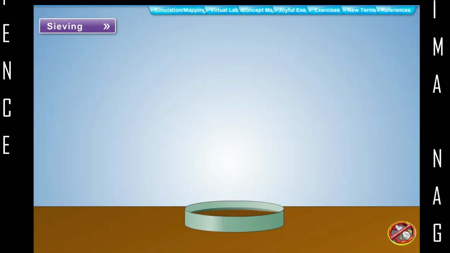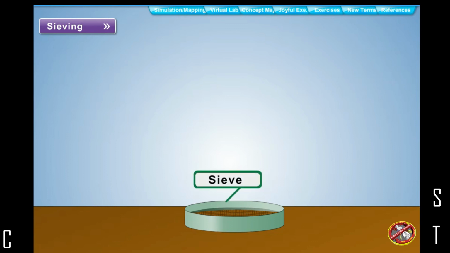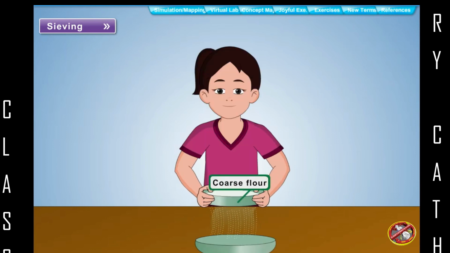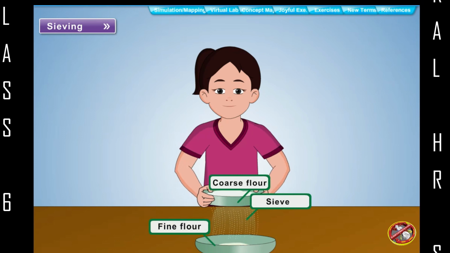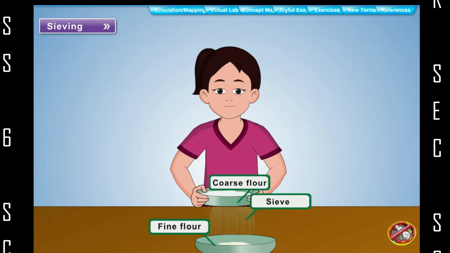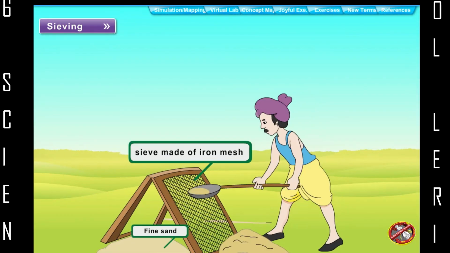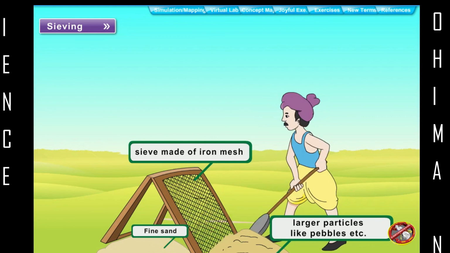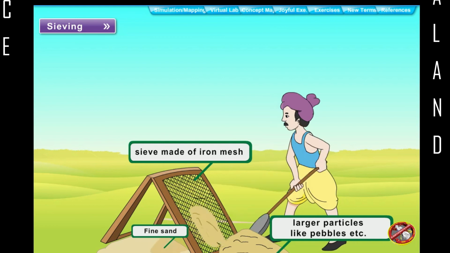Sieving: when the components of a mixture have particles of different sizes, a sieve can be used to separate them. A sieve is a shallow vessel that has small holes at its bottom. The size of the holes in the sieve depends on the size of the components to be separated. The method of separating the components of a mixture that are of different sizes by using a sieve is called sieving.